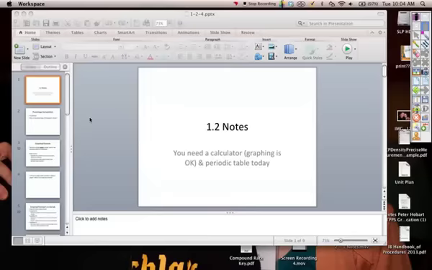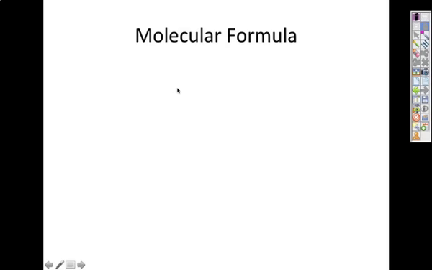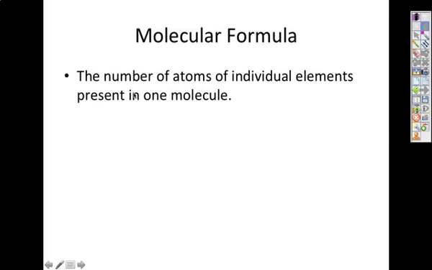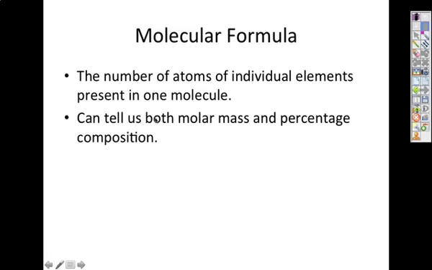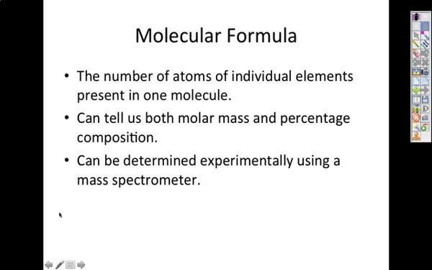Okay, just a little bit more writing to do. So, the molecular formula is the number of atoms of each individual element present in one molecule. You've got that part written down. It can tell us both the molar mass and the percentage composition. And we can determine it experimentally using a mass spec or a couple of other things.